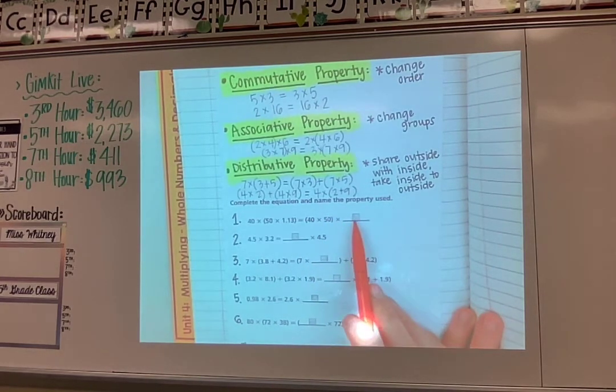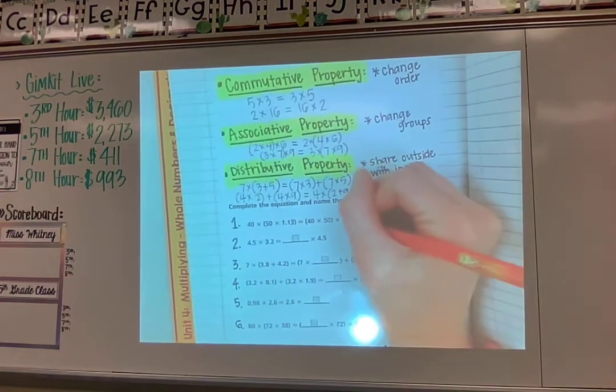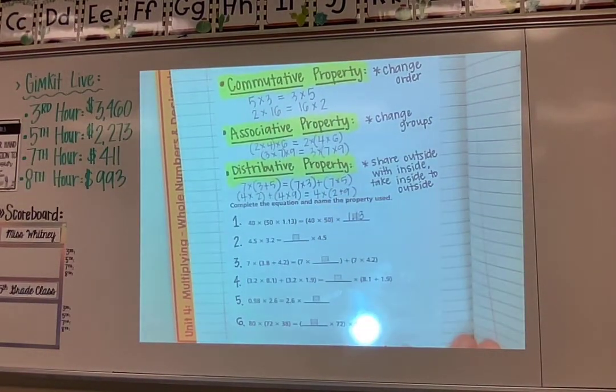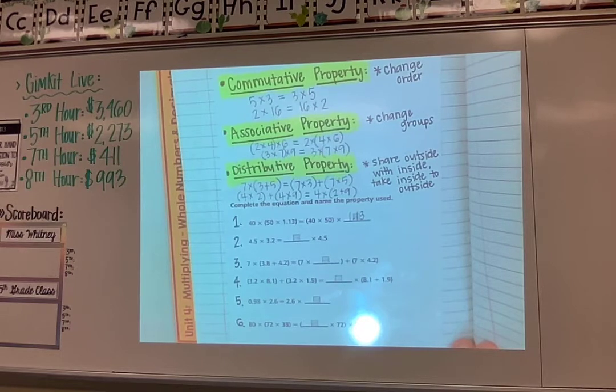Well, first, what number would have to go here for this side to match this side? The 1.13. That's the only number that they haven't used on this side. So that's what has to go in my blank. And then I have to decide which property they've used.